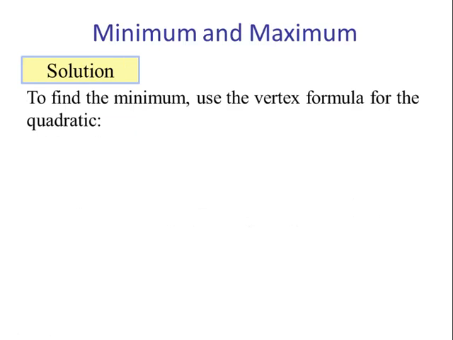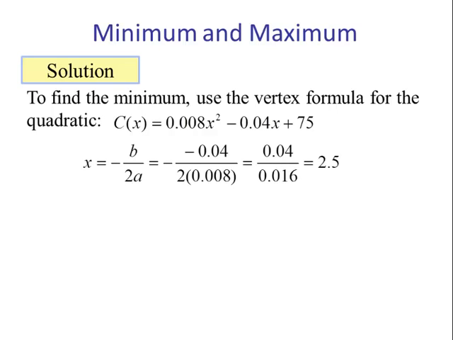Solution? We know that it's a minimum because C is positive, so using the vertex formula, we will have negative b divided by 2a, which gives us a negative 0.04 divided by 2 times 0.008, which gives us 0.04 divided by 0.016, which gives us 2.5.